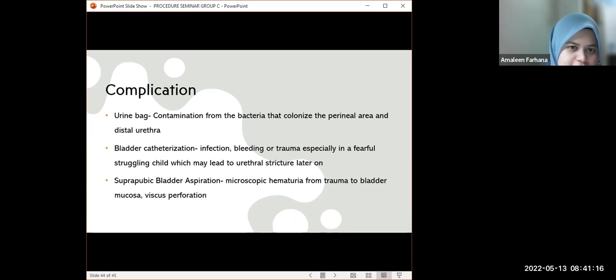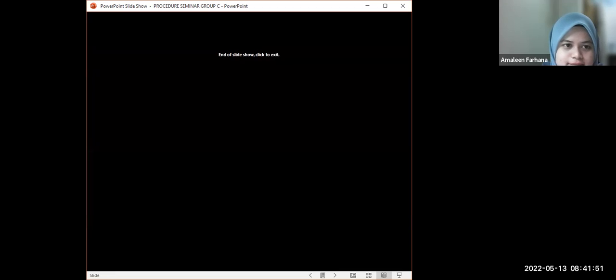As for the complications, if the urine is collected by using a urine bag, there is a high risk of contamination from the colonized perineal area or distal urethra. If we use bladder catheterization, even though it carries less risk of contamination, it can lead to trauma, bleeding, as well as infection. And last but not least, suprapubic bladder aspiration might cause microscopic hematuria due to trauma to the bladder mucosa, and if worse, can lead to viscus perforation as well. I think that's all from me.